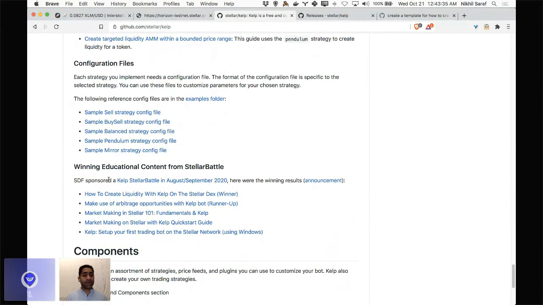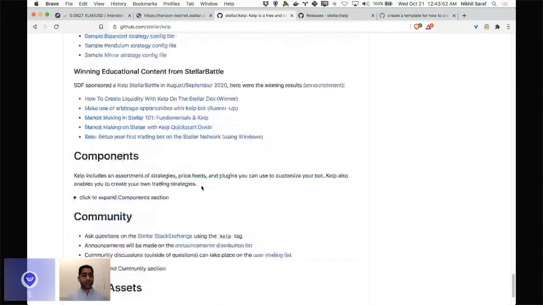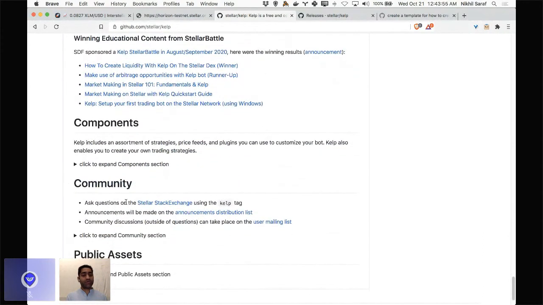We recently held an educational contest called Stellar Battle, which ended last month. And here were some of the entries, including the 2 winning entries, that give you information on how to think about trading bots and Kelp in particular. There's also a section on the community, which is a way in which you can ask a lot of questions from various other users of Kelp and get involved in various ways.